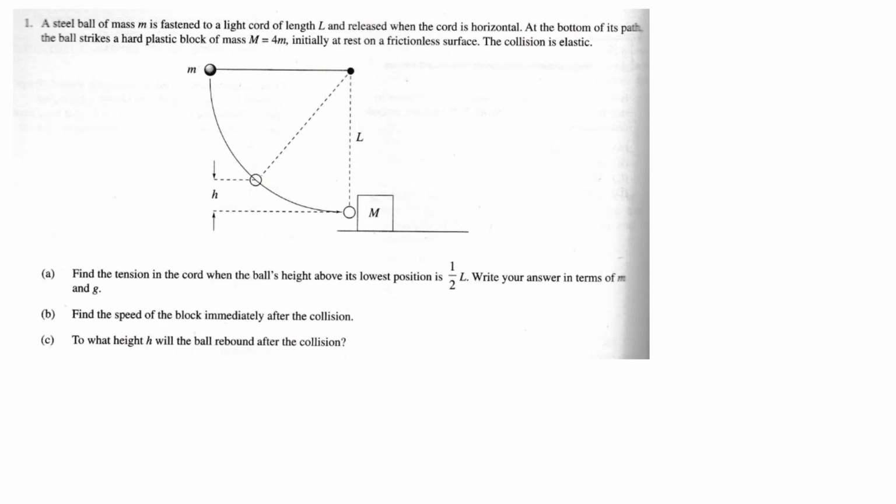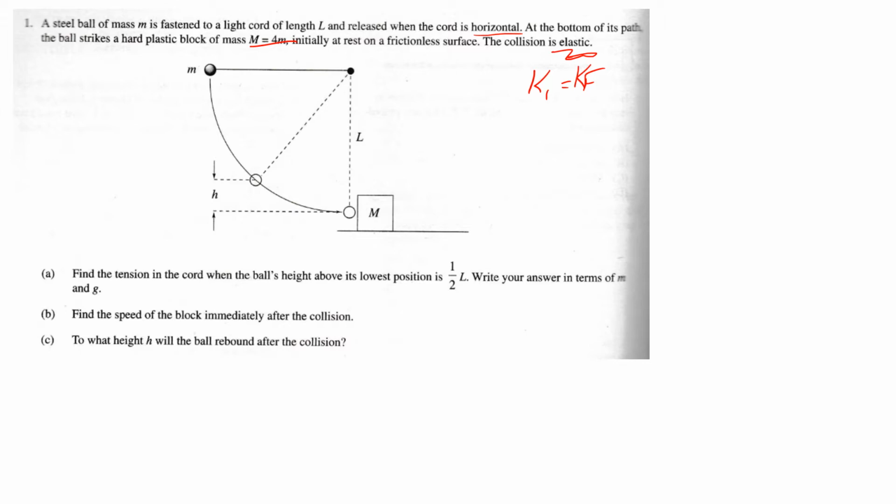All right, so let's do some momentum practicing today. We have a steel ball of mass m fastened to a light cord of length L, released from rest from the horizontal. At the bottom of the path, the ball strikes a hard block, mass 4m, initially at rest on a frictionless surface. The collision is elastic. Remember what elastic means? Elastic means the initial kinetic energy is going to equal the final kinetic energy. So energy is conserved.